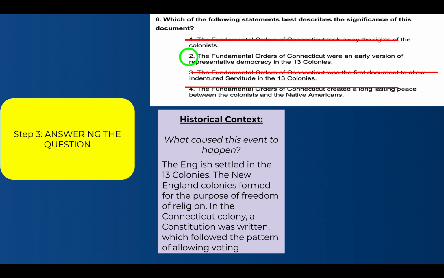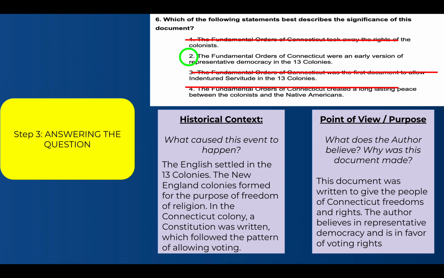Again, you know historical context, you know about exploration, you know about the early English colonies, the New England colonies, specifically were about freedom of religion. And then point of view or purpose. This document was written to give people freedoms, to give people the right to vote.